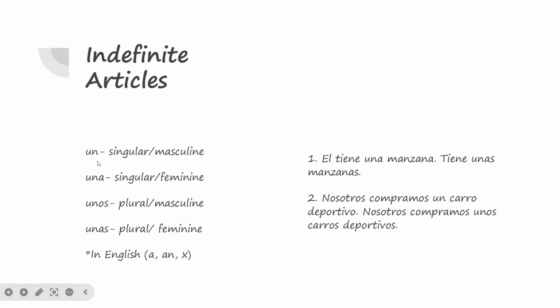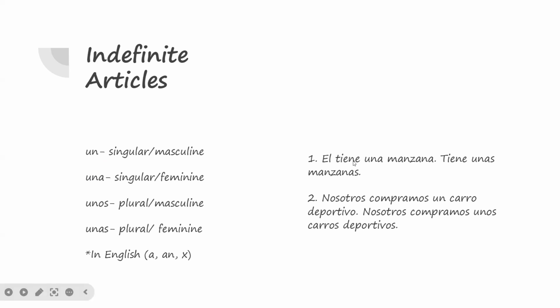So in Spanish, we have un, which is for singular, masculine. We have una, which is singular and feminine. And we have unos, which is the plural form of un. And una corresponds to unas in the plural feminine form. What does this mean? Let's check an example.